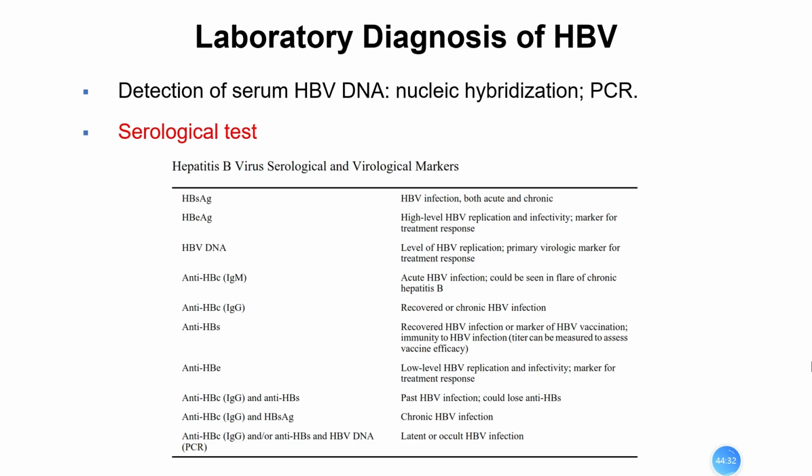Well, anti-E antibody means low level of HBV replication and infectivity. This is a marker of treatment response. If you detect the anti-E antibody, it means that the infection is going down and the treatment is working. Okay, so I'd like you to use this table to understand the serological test of HBV infection.